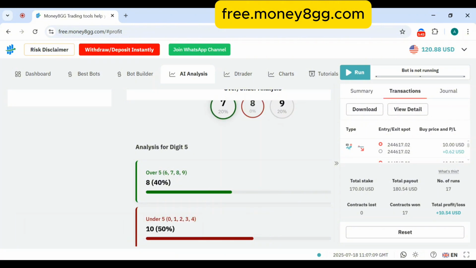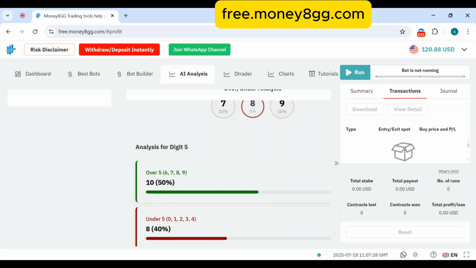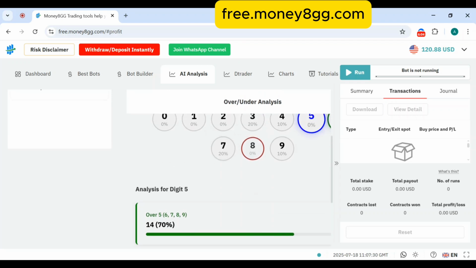But you see, again, they made $10.54. That is the second run. So we look again at the analysis. Under 5 is at 40%, 30% now. So that's why we are not running. Even if 7, you can see 7, 8, 9 are in good percentage, but under 5 is not above the 50%. So that's why they are not running the bot.